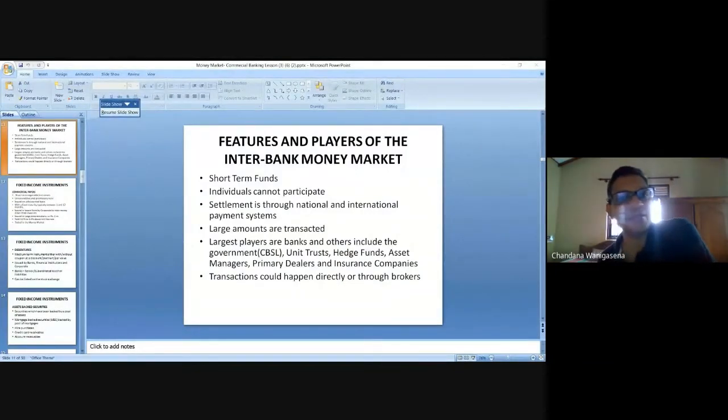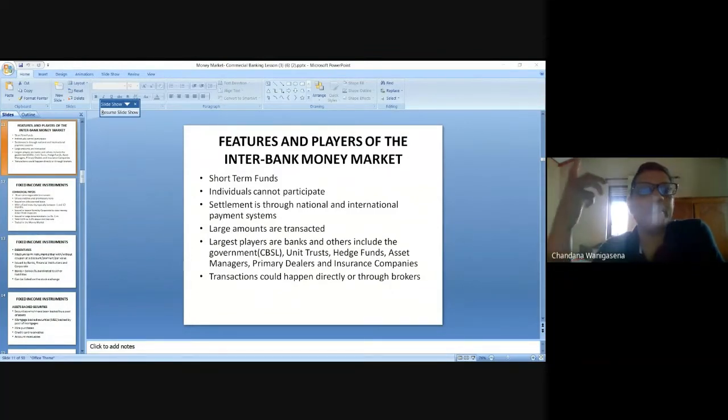Just quickly go through these slides and understand what alternative ways banks use to improve their liquidity. One way is the interbank money market. In the interbank money market, all the banks come and exchange or take part.